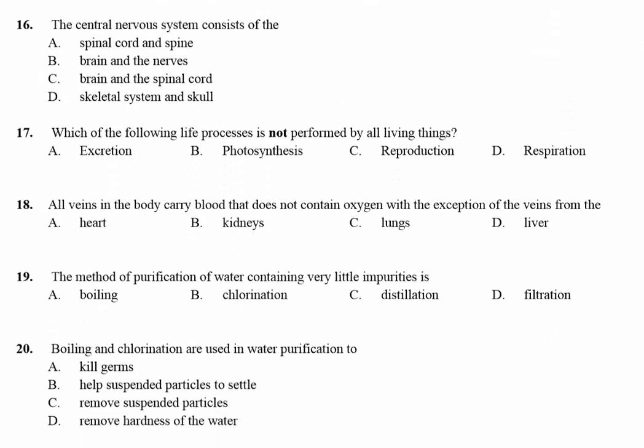Question 17. Which of the following life processes is not performed by all living things? The answer is B, photosynthesis. Photosynthesis applies to only green plants. So the answer is B. 18. All the veins in the body carry blood that does not contain oxygen with the exception of the veins from the lungs. The answer is C, lungs.